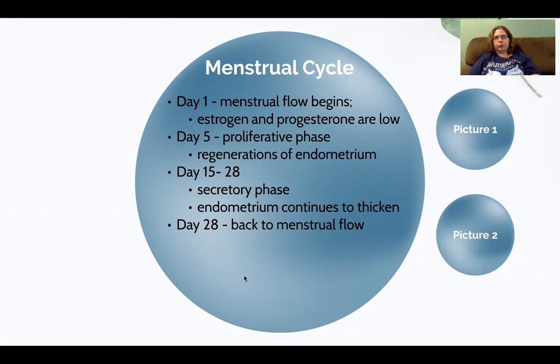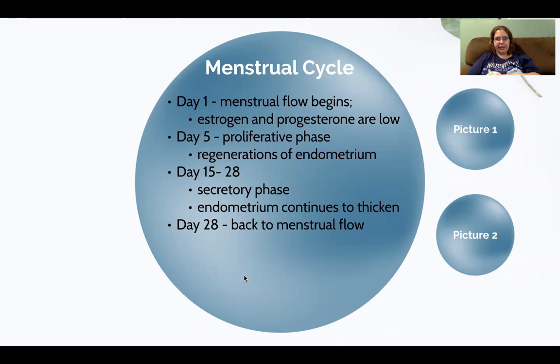This is the regeneration of the endometrium. Now, the endometrium is that uterine lining. So what happens is the uterus is actually going to build up this tissue along the inside and thicken it up. And that's what the endometrium is. This is what the fertilized egg will implant into in order to start growing the baby. So we start rebuilding a whole new endometrium at day 5.